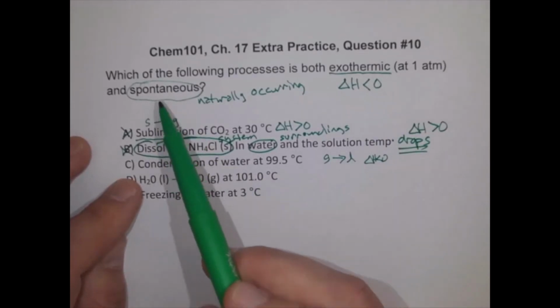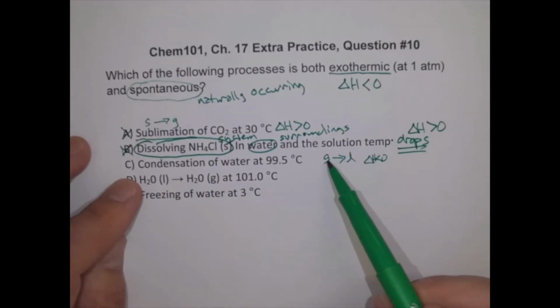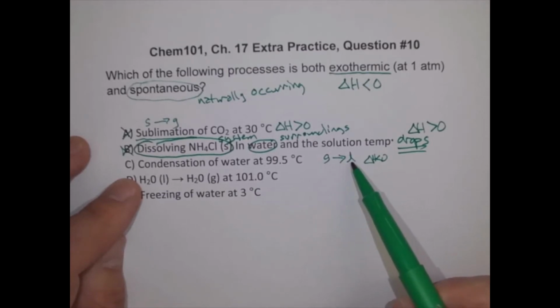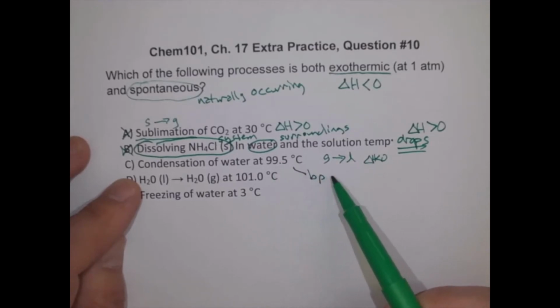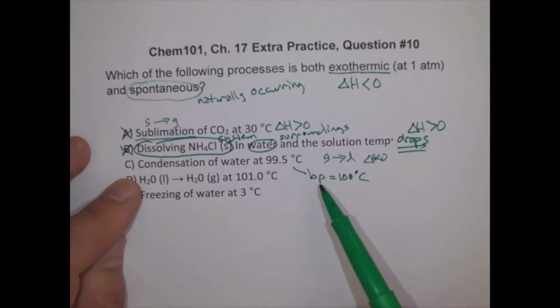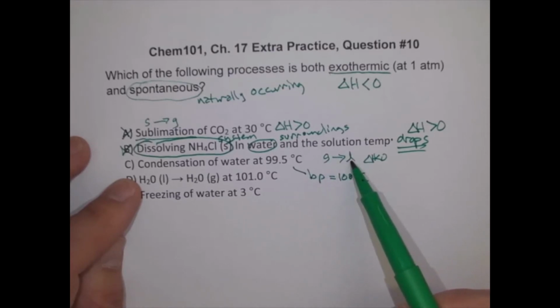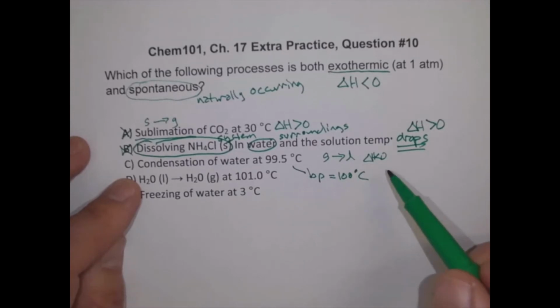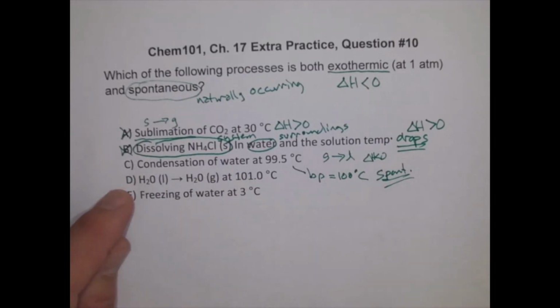What about the other criteria about spontaneity? Well, does water in the gaseous phase spontaneously become a liquid at this temperature, 99.5 degrees? Well, remember that the boiling point of water is 100 degrees Celsius. So we are lower than the boiling point. So does water vapor spontaneously become water in the liquid phase when it's below its boiling point? So that is yes. So this is also a spontaneous process. So this looks like our answer, but let's go ahead and analyze the other two quickly.